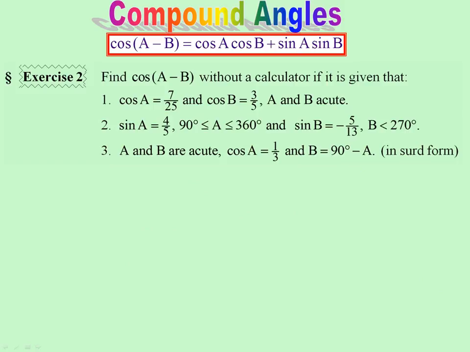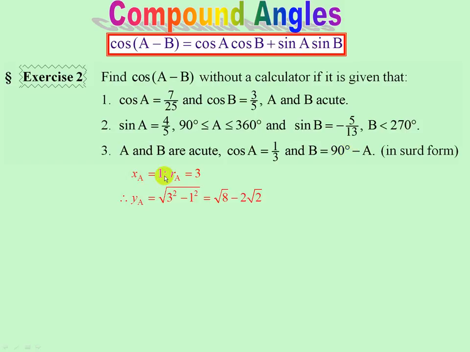Let's have a look. A and b are acute. Cos A is 1/3 and B equals 90 minus A. Well, if you remember your work, if you compare 90 minus A to A, the x and y values are swapped to give 90 minus A. But anyway, let's have a look.